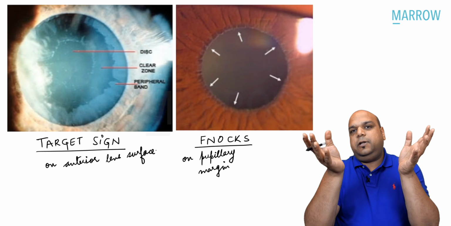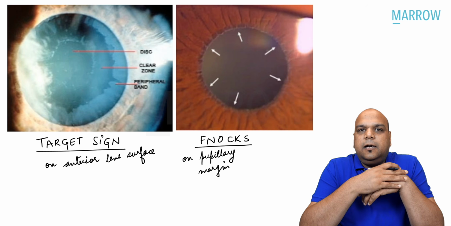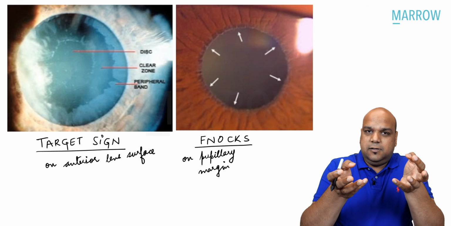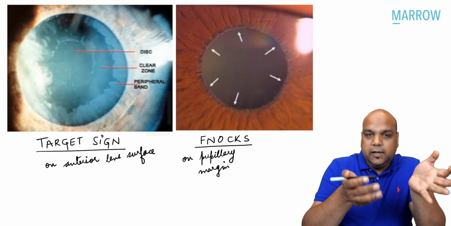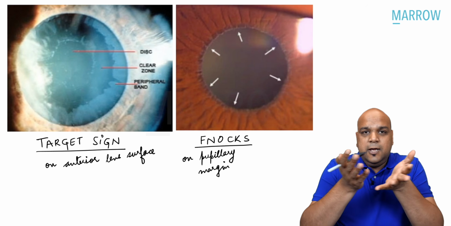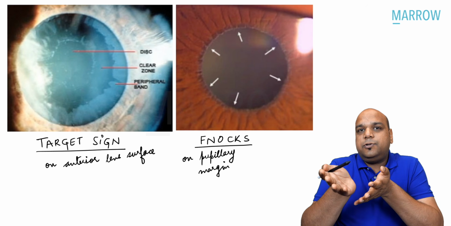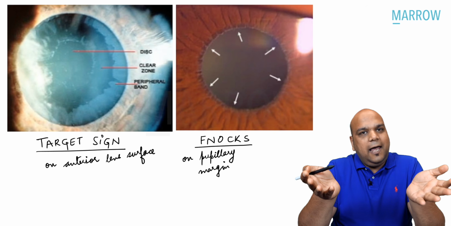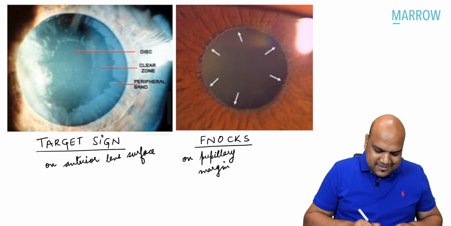Now, there is some confusion. Some students messaged me saying, sir, there was an image of Fuchs in the examination, but the majority of you said there was the image of target sign, or sent me the image of target sign. So was it an image of target sign or Fuchs or an image showing both? I don't know. But whatever was there, you could have solved it. As simple as that. There is no confusion in this.